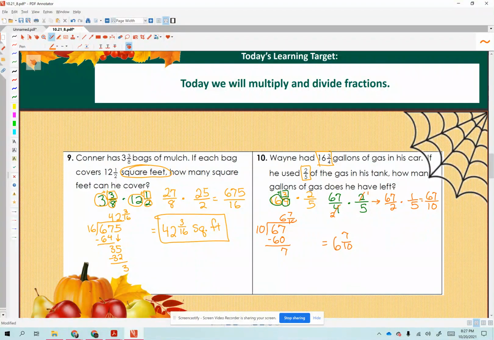Oops, we still have one more thing to do. This is not the leftover. This is how much he used. So we have, he used 6 7/10 gallons of gas, or 67/10 of gas, but he started out with 16 3/4. So we need to take one more step and subtract 6 7/10 from 16 3/4.